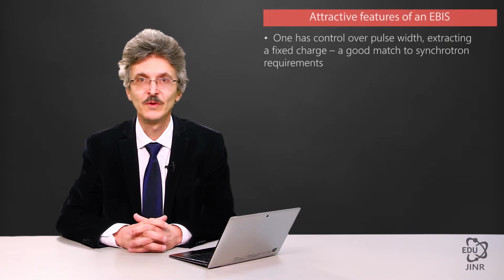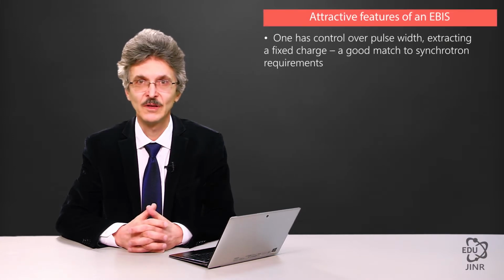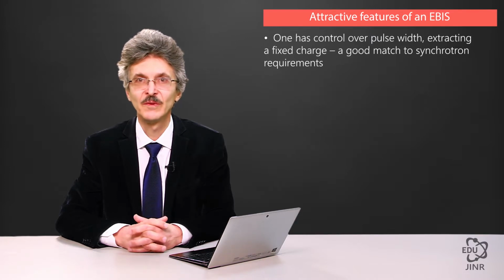Why was this exact kind of source selected for the injection chain of the Nika complex? First and foremost, in this source, after ion accumulation in the trap, potentials on the confining electrodes along the beam can be changed, and an ion beam may be extracted. The extraction duration is very well regulated, and hence, an equal duration of the revolution period may be chosen in the cyclic accelerator during the injection process.